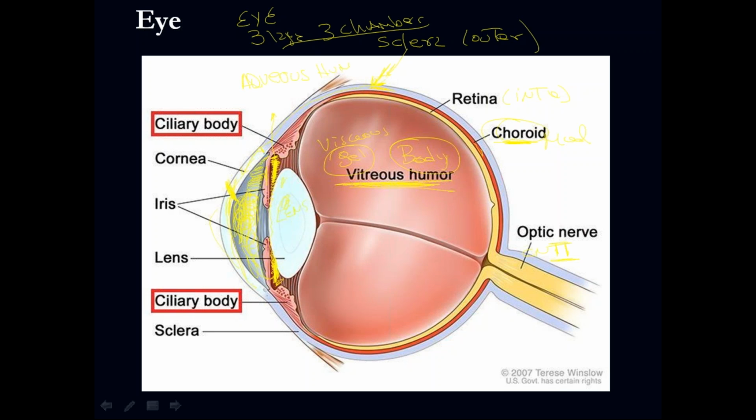Aqueous humor. The aqueous humor is produced by the posterior chamber, and where is this fluid going to go? This fluid goes to the anterior chamber. So all the yellow I'm drawing here, that is the flow of the aqueous humor. They don't go here. They do not go here. They go between the anterior and the posterior.